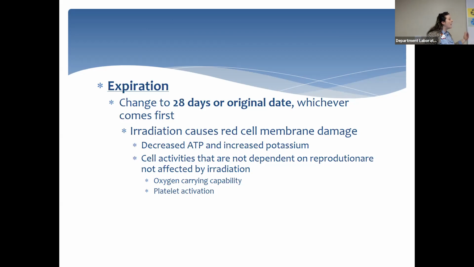And so why does it change the expiration date? We have to take into account that irradiation also affects our red cells. While it deactivates all of those T lymphocytes, it also has an effect on the red cells. It's going to cause some red cell membrane damage, so you're going to have some released potassium. After irradiation, you're going to have increased potassium. And then the cell is going to lose some ATP. All right, and that's why the expiration date changes after irradiation.